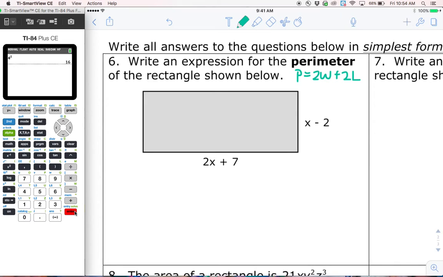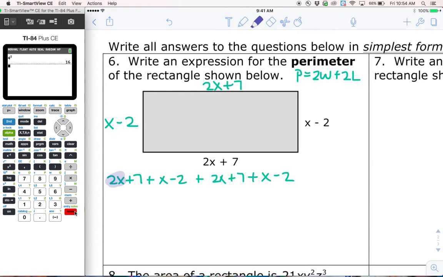I think an easier way to think about this is just to label all the sides, because perimeter, we add up all the sides, right? So I'm going to go ahead and add up all of my sides. So I've got 2x plus 7 plus x minus 2 plus 2x plus 7 plus x minus 2. All right, we're going to combine like terms and then we'll be done.